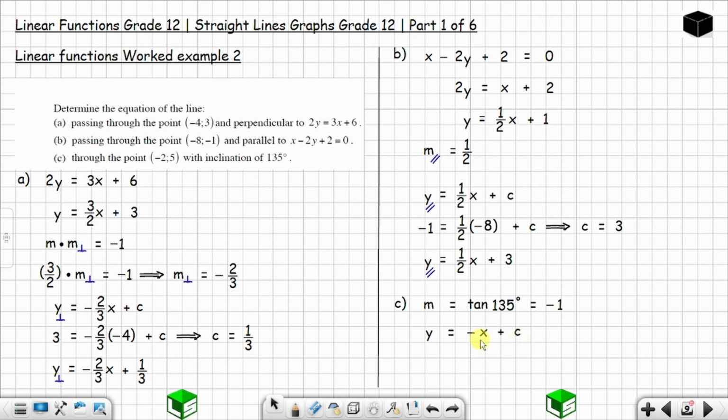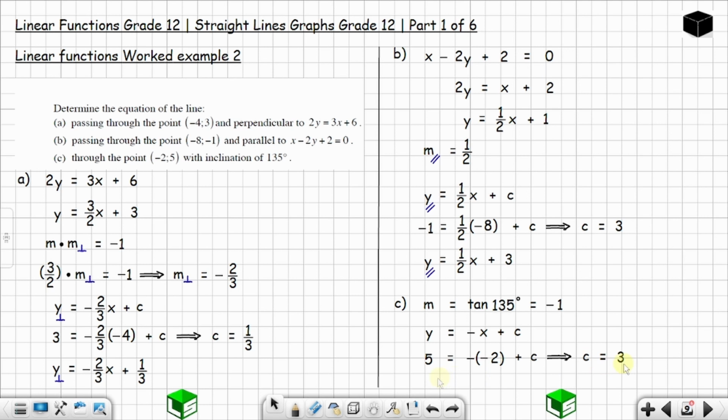Okay, now you need to get your c. So you can use this point to get your c. This is your x, negative 2, and this is your y, 5. Your y is 5 is equal to negative x. Your x is negative 2, like that, okay, plus c. What is c equal to? You can see this is 2, right? Negative, negative 2, this is 2. You take it to the left, it becomes negative 2. Now you have 5 minus 2, which is 3. So c is equal to 3.